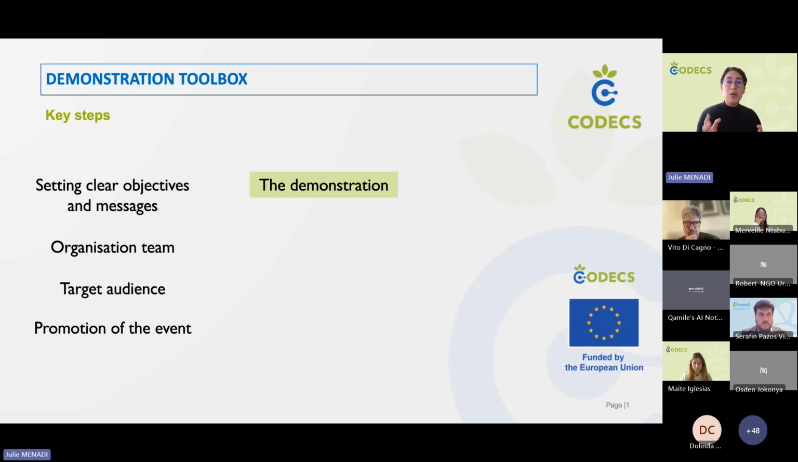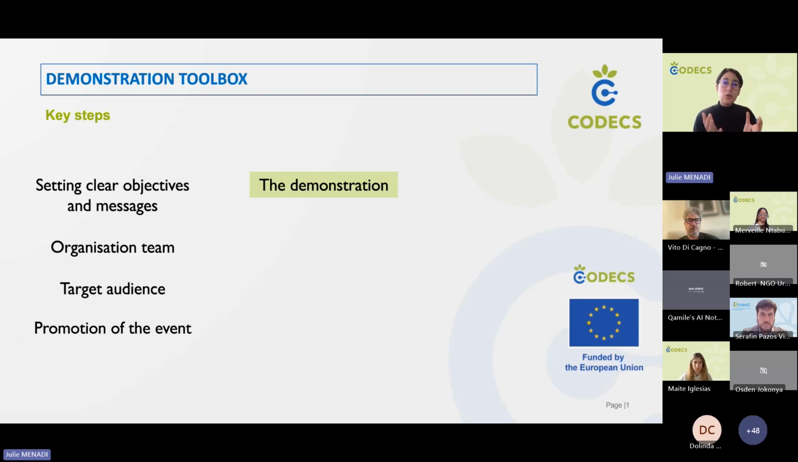Then you have the target audience. As Dolinda shown, there's a lot of stakeholders around living labs, whether it's farmers, advisors, consumers, can be also policymakers, and so on. You need to know who you are targeting because the information they're coming to look for is going to be different regarding who they are.